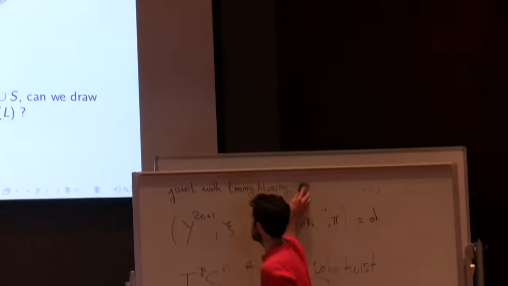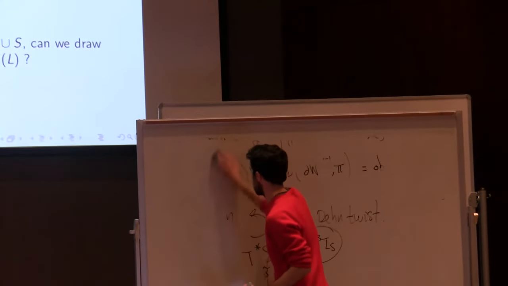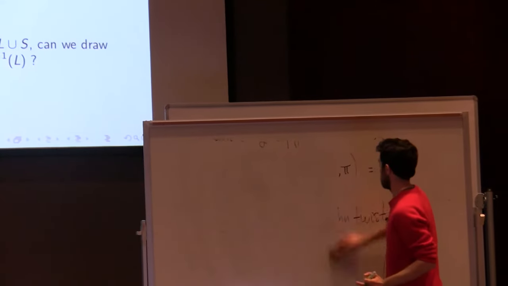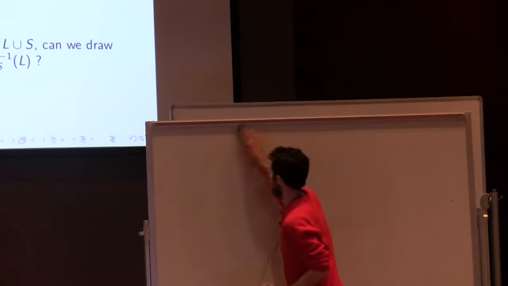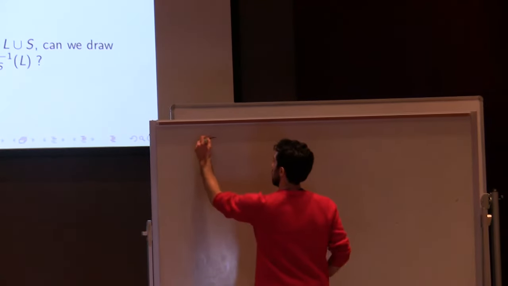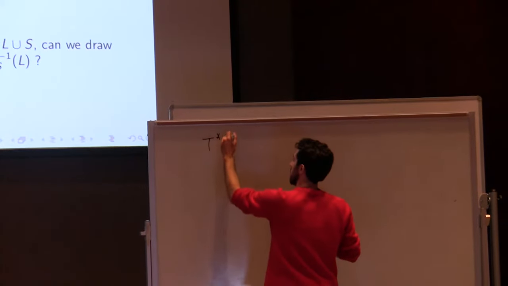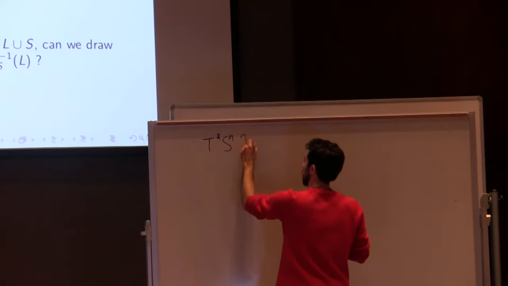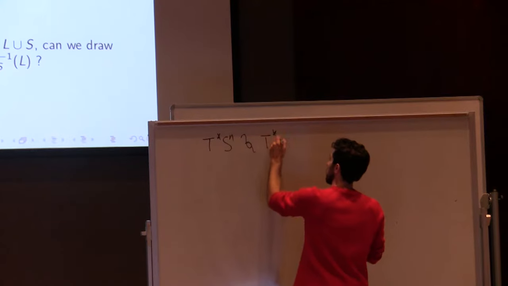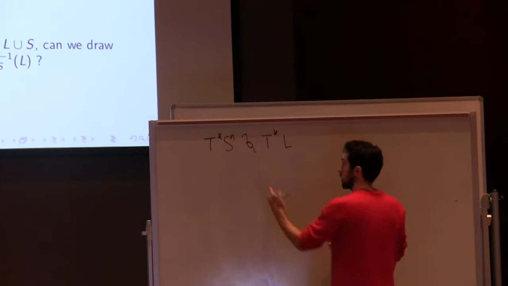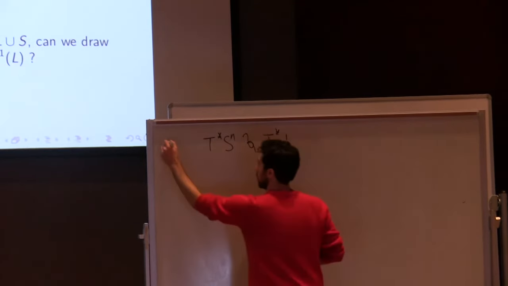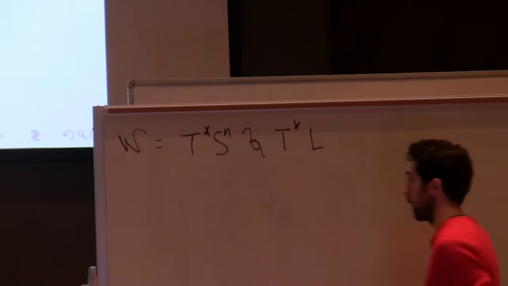Here's a simple example that we can have. We have T*S^n, which, as we had before, we plumb with itself. Let's call this also a sphere. So that's an S and that's an L. That's going to be our W, just this plumbing.